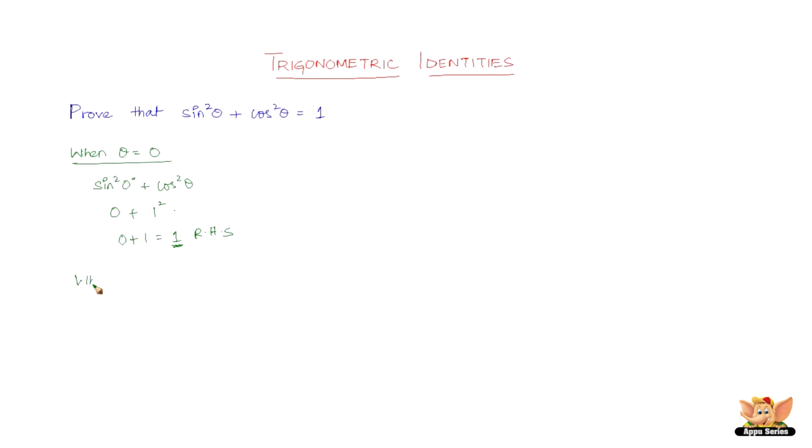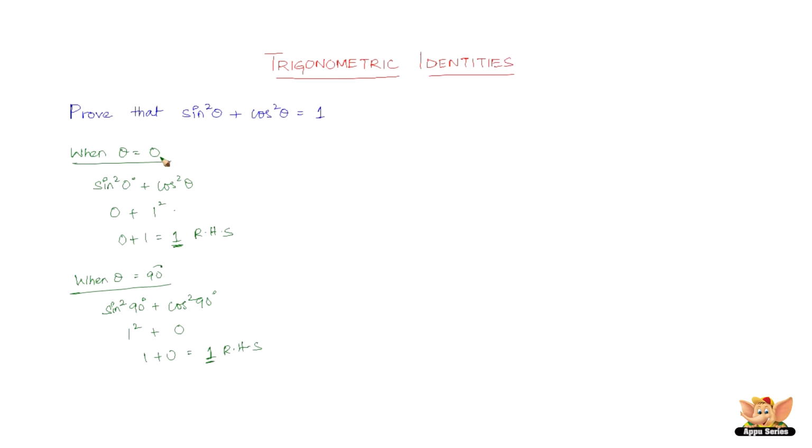What about when theta equals 90 degrees? We've got sine square 90 degrees plus cos square 90 degrees. Sine 90 degrees is 1, so it's 1 square, plus cos 90 is 0, and 0 square is 0. So we've got 1 plus 0 again equal to 1. Again, RHS proved. It proves fine for theta equals 0 and theta equals 90 degrees.